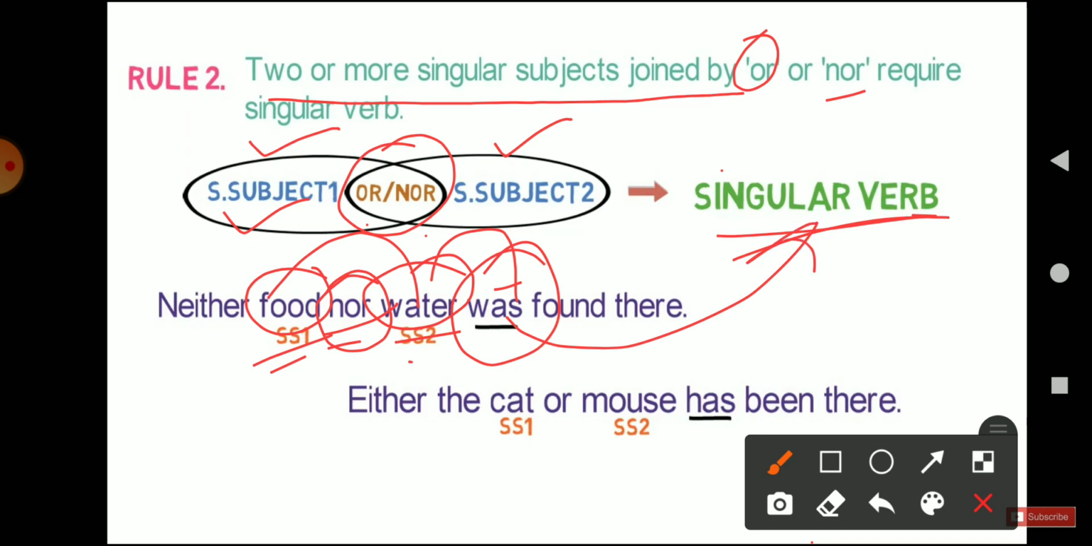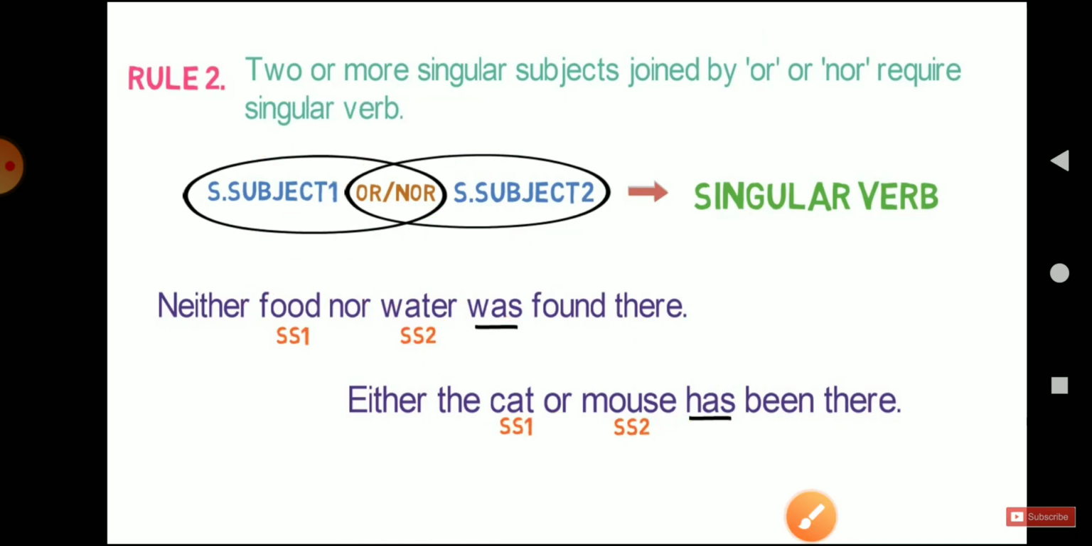Correct? Now similarly, the second example: "Either the cat or the mouse has been there." In the second sentence also, cat is the first subject, a singular subject, and mouse is the second singular subject, and both are joined with "or". So we have used a singular verb.